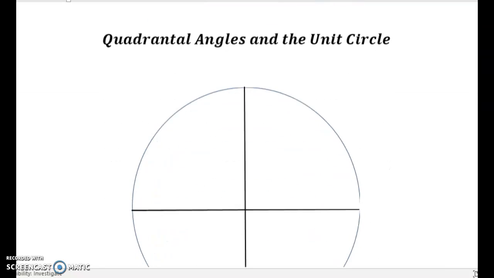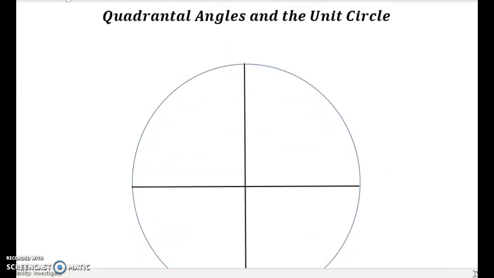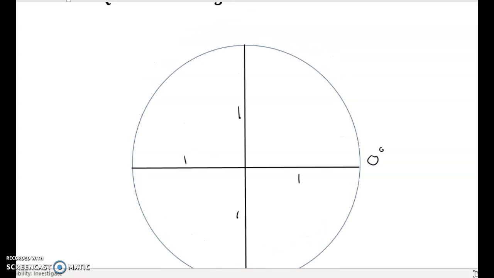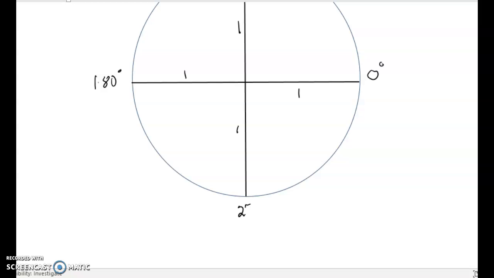Okay, and the last grouping that we're going to discuss are the quadrantal angles of the unit circle. Again, in the unit circle, the radius is 1 unit. The quadrantal angles are 0 degrees, 90 degrees, 180 degrees, 270 degrees, and 360 degrees, which is traditionally written below the 0 degrees, meaning you've gone around the circle once.